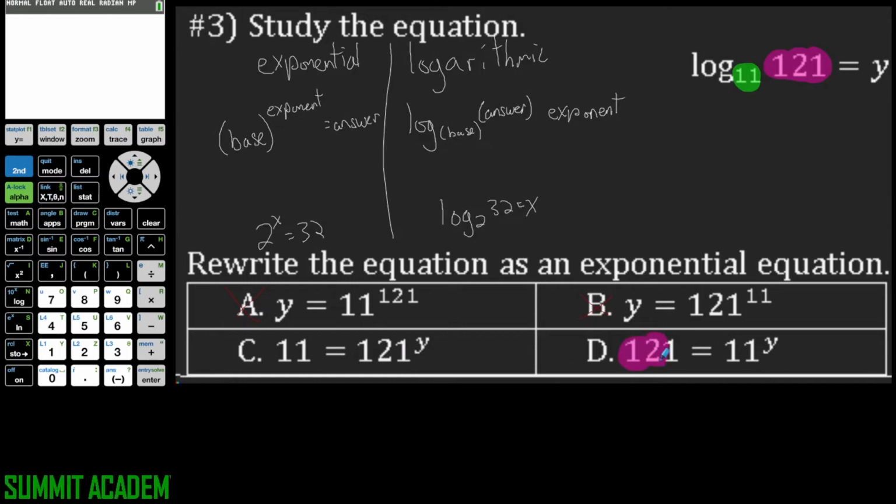So it should have the answer 121, and it should have the base of 11. So we're going to say that choice is going to be D for that one, as we have that set up. Be careful, even though C has that exponential form with the variable and the exponent, we're saying that the base was 121 for C, so we know we can't pick that one.